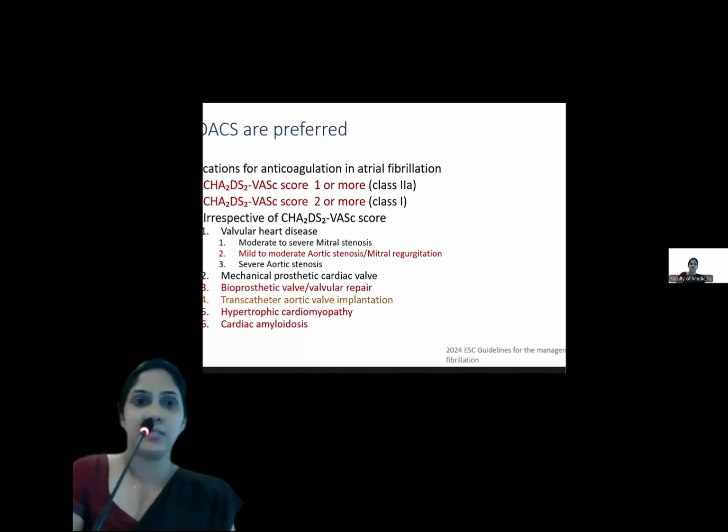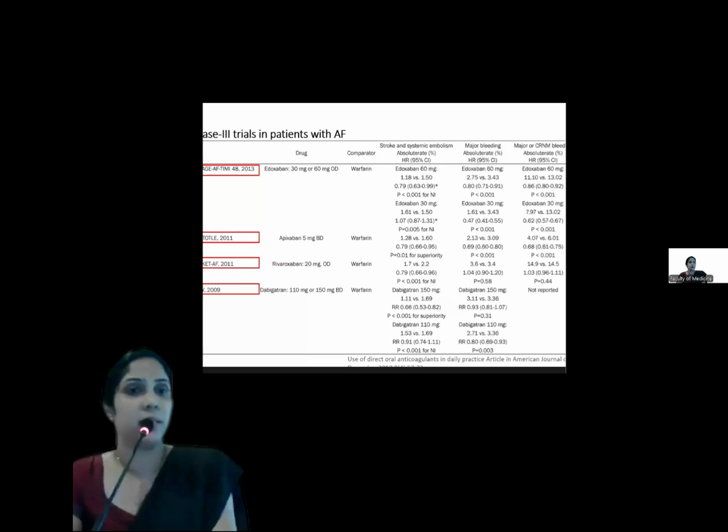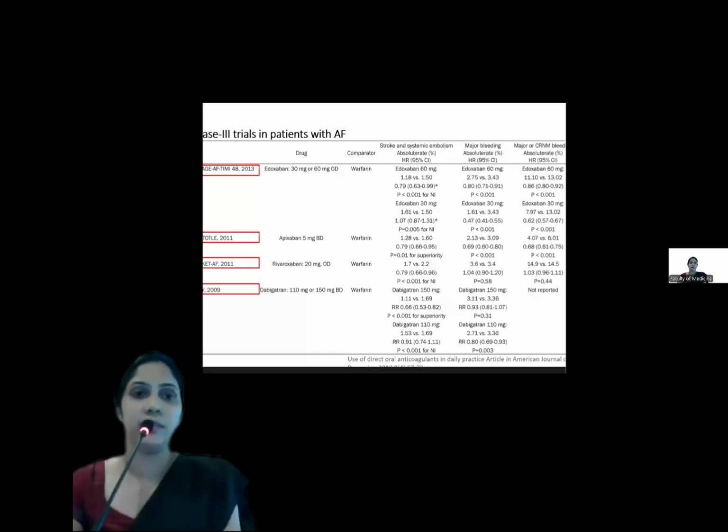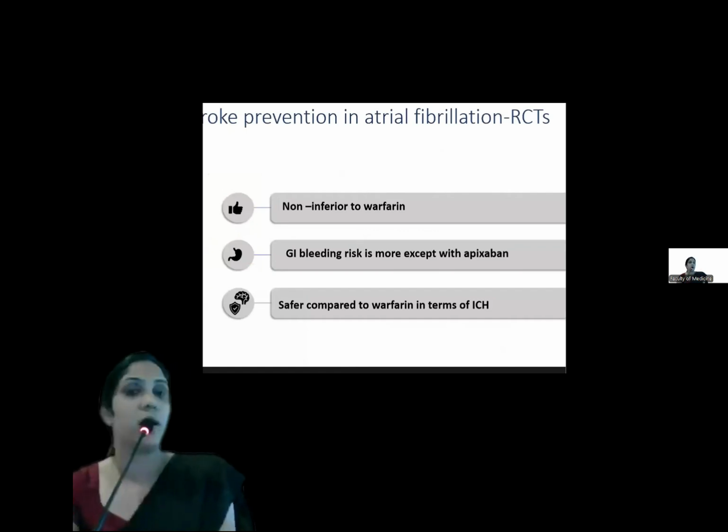Out of these indications, except moderate to severe MS, severe AS, mechanical prosthetic cardiac valve, and TAVI, in all other indications DOACs are actually preferred over warfarin for anticoagulation. These recommendations are backed by very strong randomized controlled trials, the cardinal 4 trials in AF: ENGAGE AF, ARISTOTLE, ROCKET AF, and RE-LY, where they found that DOACs are non-inferior to warfarin, and actually safer compared to warfarin in terms of ICH.